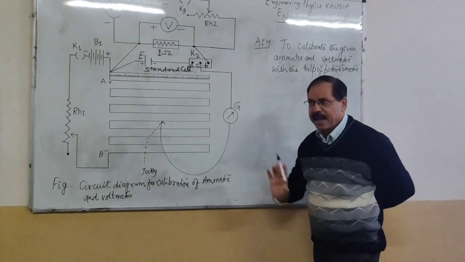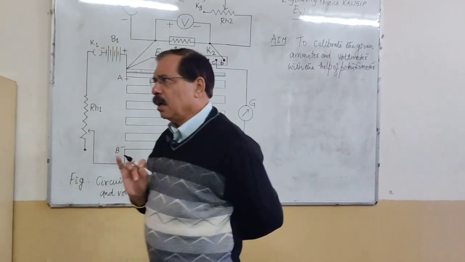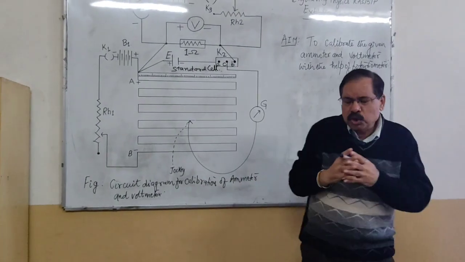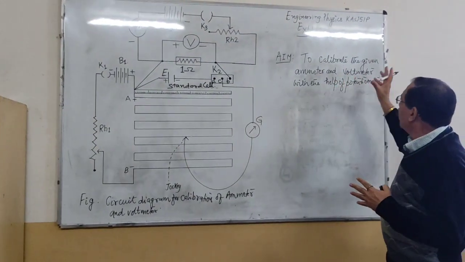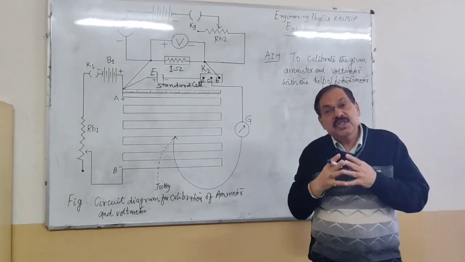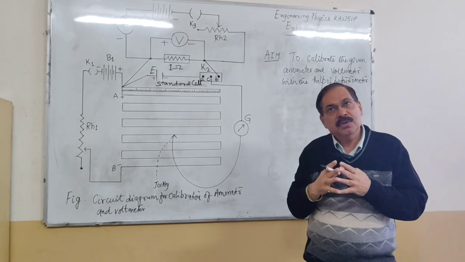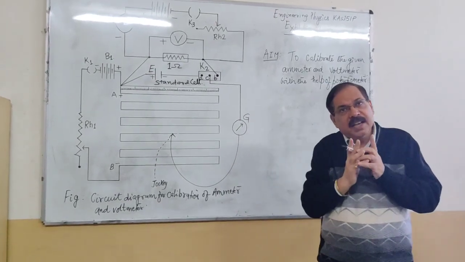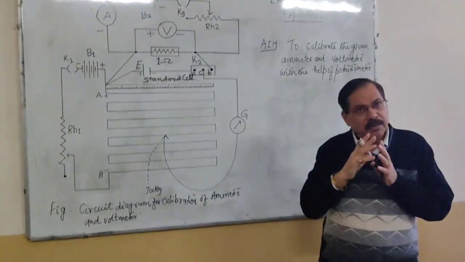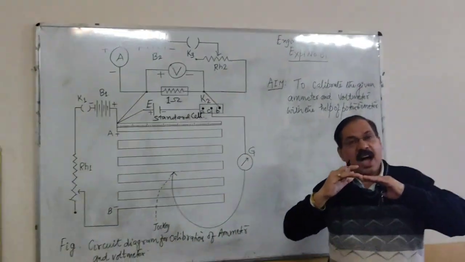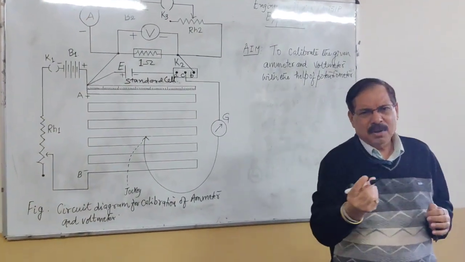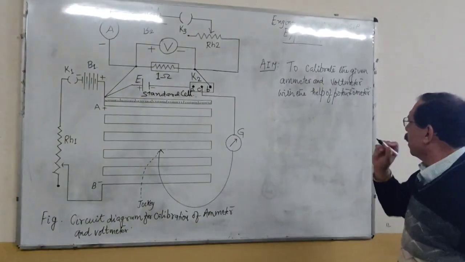This is the circuit diagram, but in brief I will say, my question is, what do you mean by the calibration of ammeter and voltmeter? It means we check the accuracy of a given voltmeter and ammeter, because in ammeter there is shunt connected across the galvanometer, and in voltmeter there is a high resistance connected in series with galvanometer. So there is error because of the resistance.